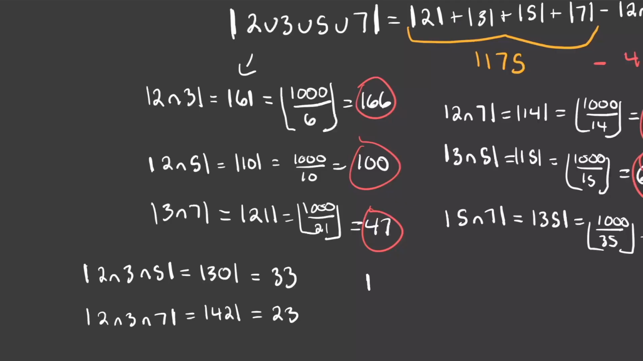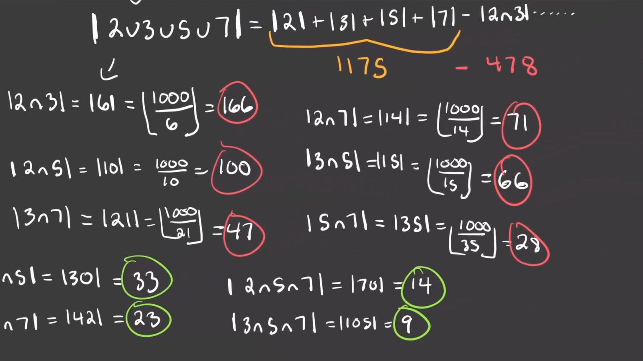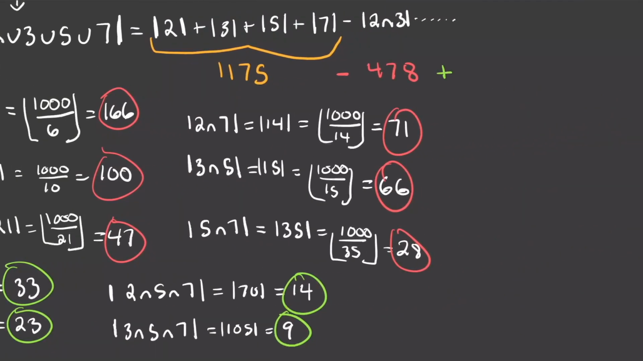And now let's do one more. Let's do 2 intersection 5 intersection 7. So that's all the numbers divisible by 70. Same thing, when we take the floor function, we're going to get 14. And now our final triple intersection is going to be 3 intersection 5 intersection 7, right? So these are all the numbers divisible by 105. Same floor function, we're going to get 9. Now, when I sum all of these up, all of our triple intersections, that's going to give me 79. So we need to add back on 79 here.